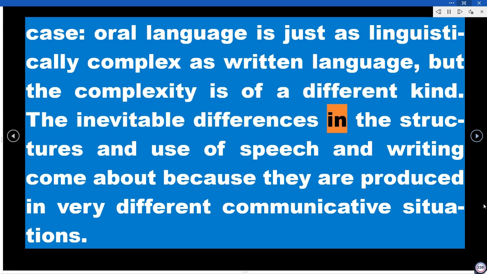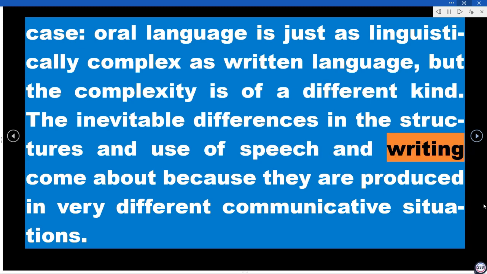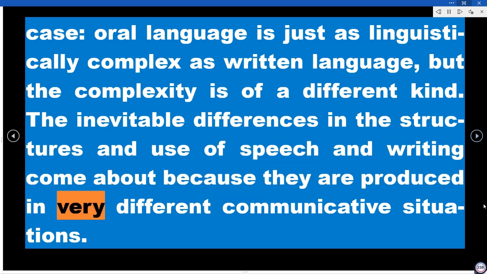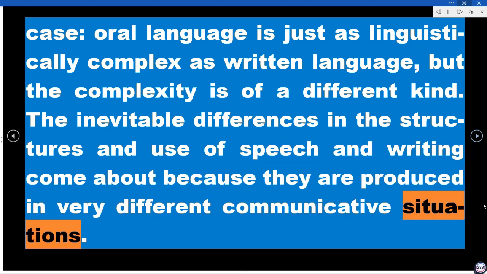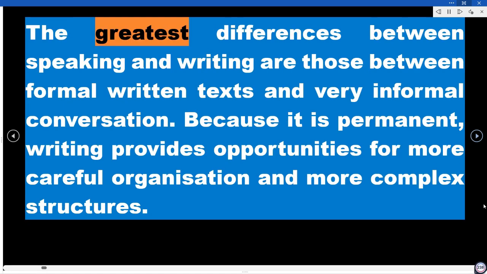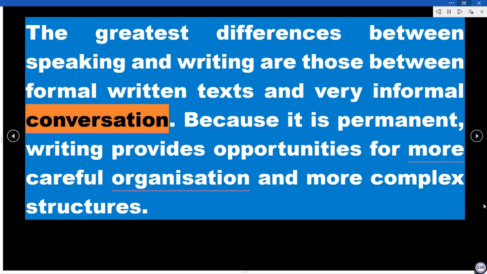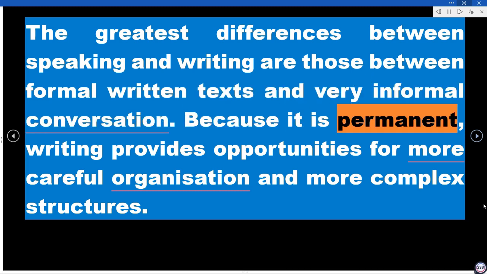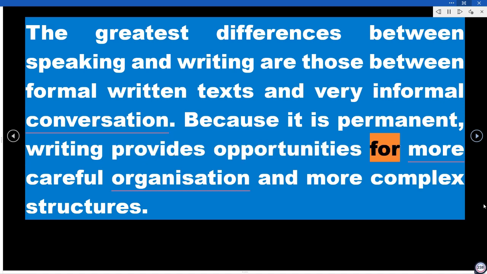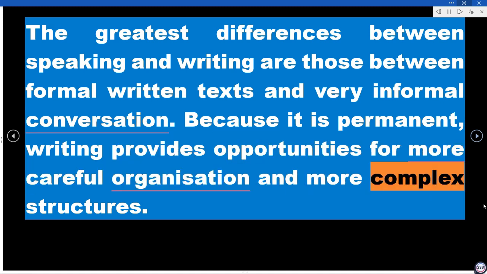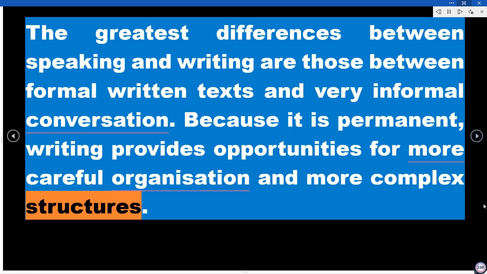The inevitable differences in the structures and use of speech and writing come about because they are produced in very different communicative situations. The greatest differences between speaking and writing are those between formal written texts and very informal conversation. Because it is permanent, writing provides opportunities for more careful organization and more complex structures.